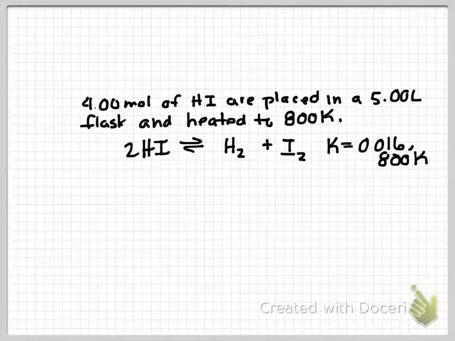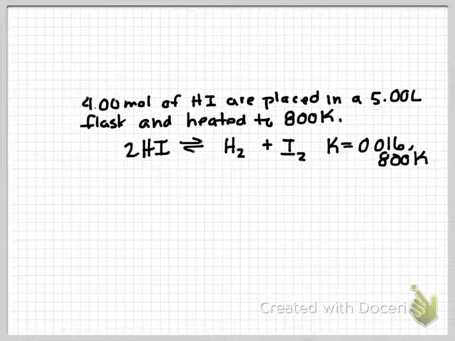Hi, I'm going to do an example problem from Chapter 13 on equilibrium, demonstrating the use of the ICE table and the quadratic formula in solving for equilibrium concentrations. The example I'm showing is I have 4 moles of hydrogen iodide.